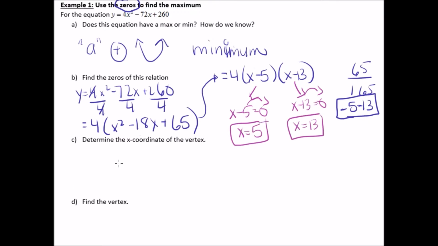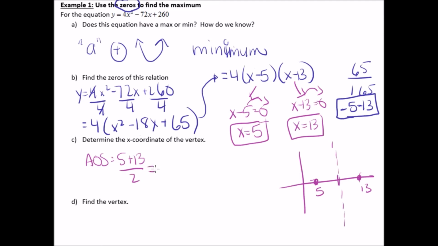So, determine the x-coordinate of the vertex. We have the two zeros, 5 and 13. In order to find that middle number so that we can find the axis of symmetry, all we do is add those two numbers and average them out. So 18 divided by 2, our axis of symmetry is going to be at 9. So our vertex is going to lie on that 9. And to finish finding the vertex, we sub 9 into the original equation.